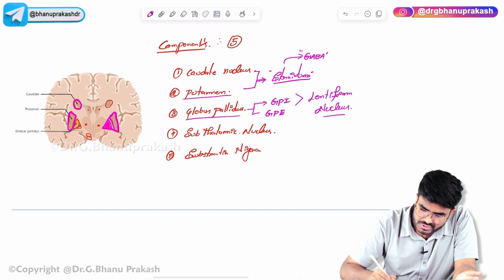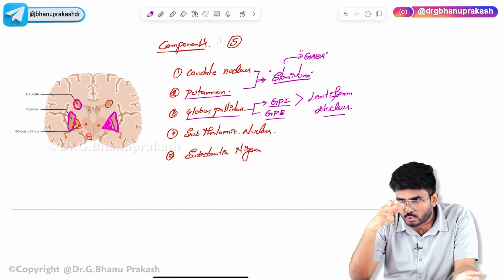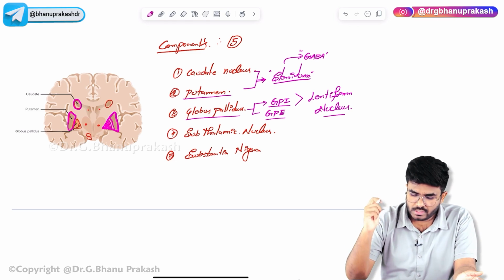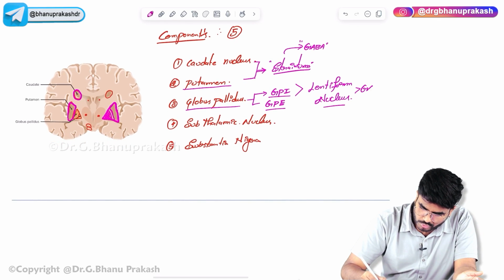Okay, don't confuse. It's not the globus pallidus internus and globus pallidus externus. No, not these two structures. It's the total globus pallidus and the putamen. Together, it's called the lentiform nucleus, and it also releases GABA as a neurotransmitter.